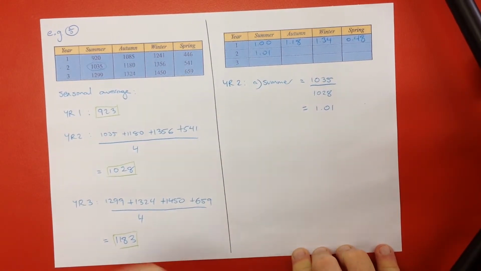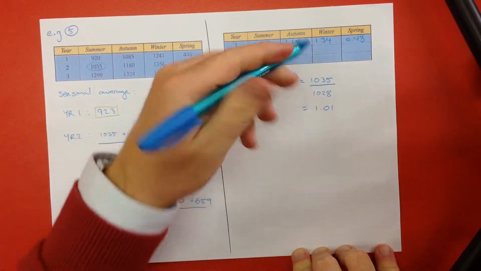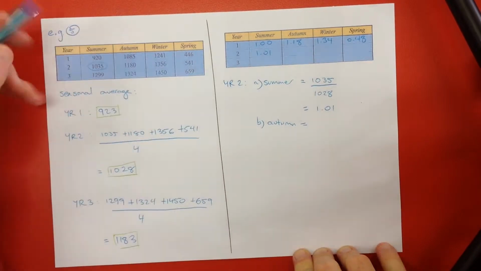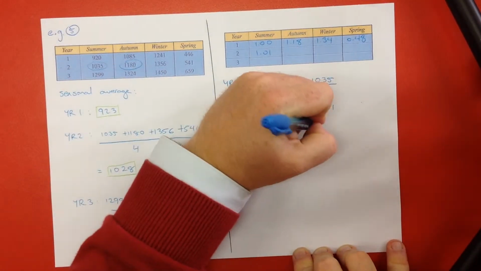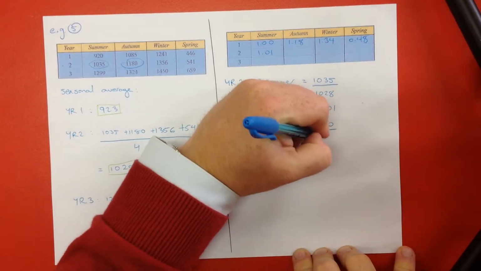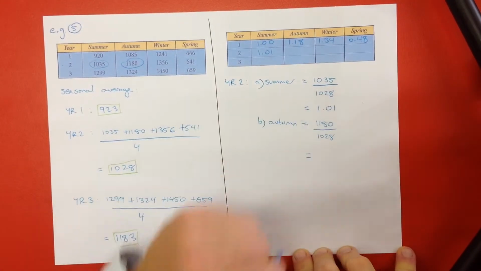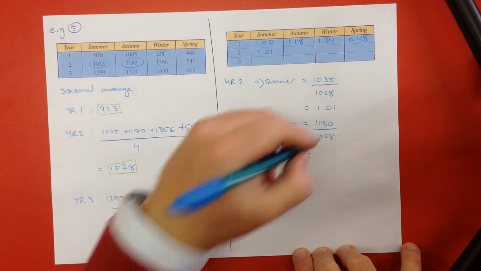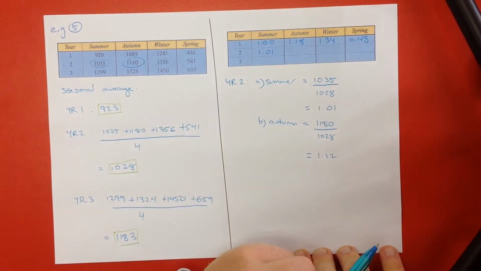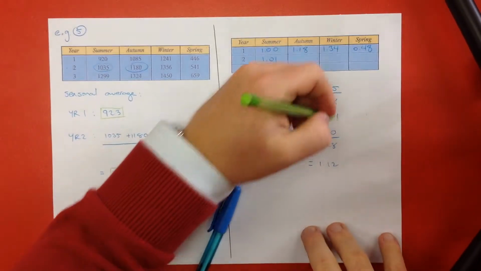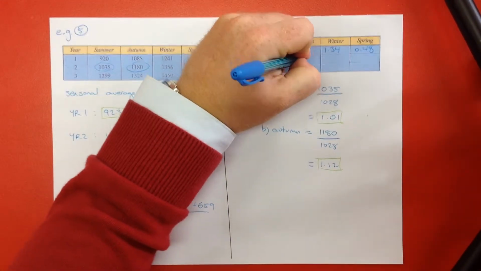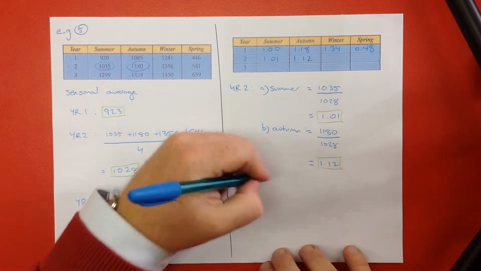Let's find out our seasonal index for autumn of year 2. So autumn of year 2, 1180. And the average for year 2, our seasonal average, was 1028. And again, 1180 divided by 1028, 1.12. Which makes sense because we're more than the average. I'll just put them in boxes for us. 1.12. Let's keep doing that.